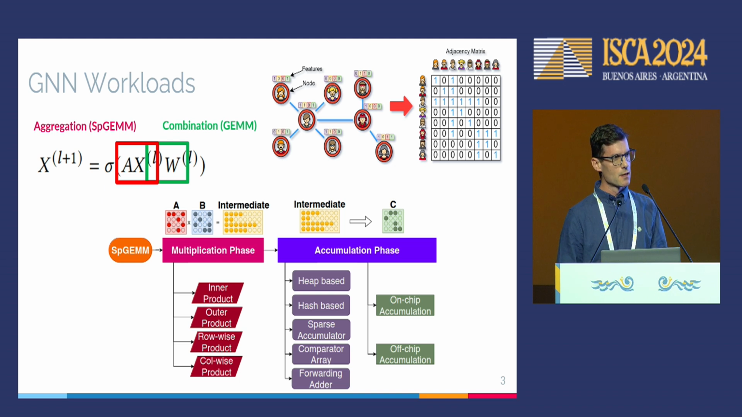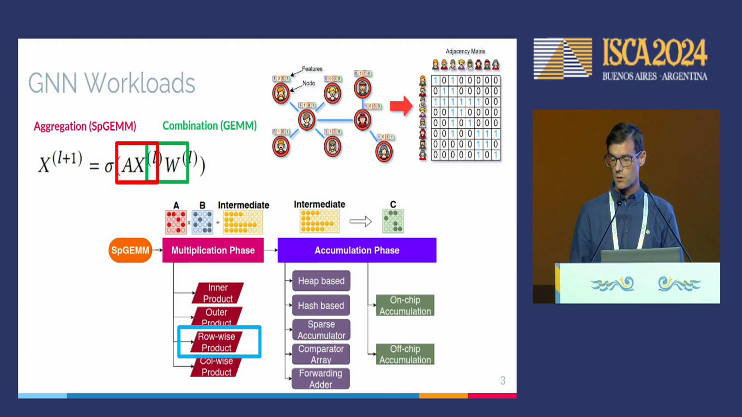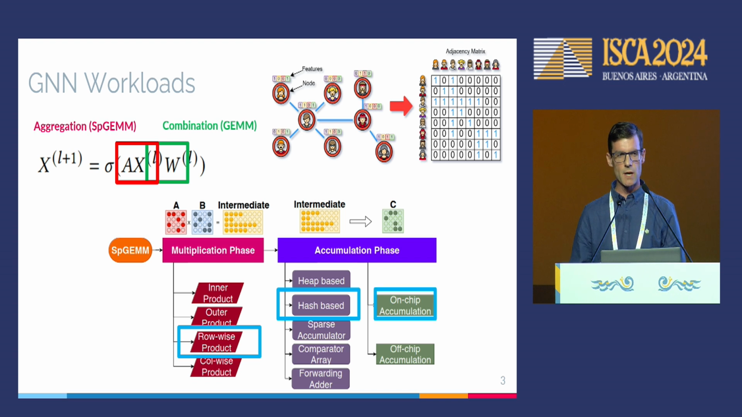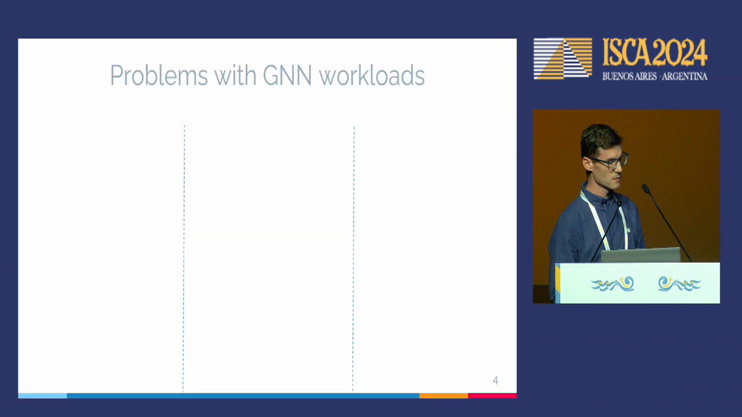Our accelerator, as I mentioned, revolves around three key ideas. For that, we are going to leverage the best in terms of sparse matrix multiplication, which is the Gustavson data flow, the row-wise data flow. Also, we are going to leverage hash-based accumulation in order to do it efficiently. And finally, we are going to maximize the on-chip accumulation in order to avoid costly memory accesses.